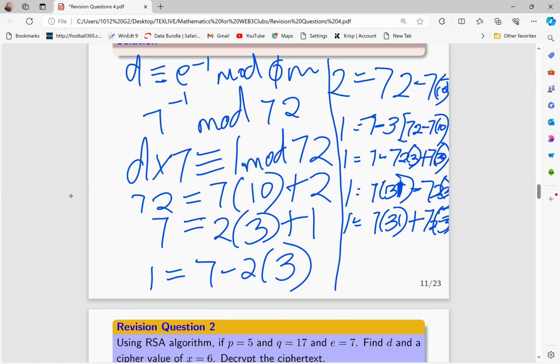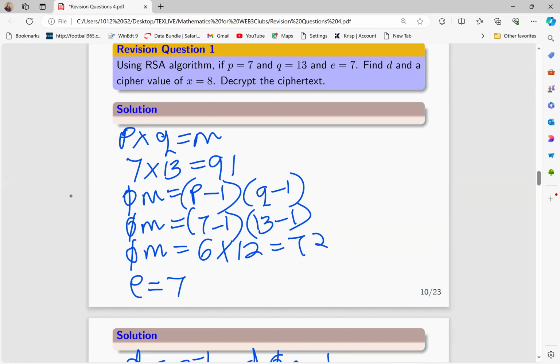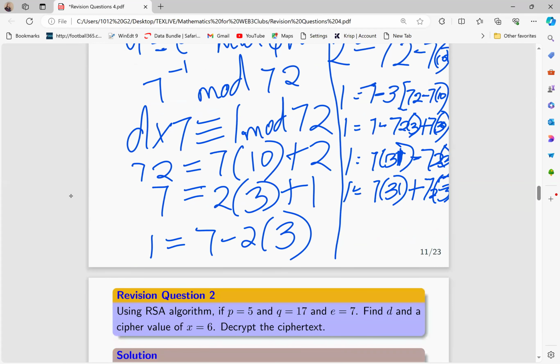So what we're looking for is the coefficient of the inverse of E. In this case, our E was 7, so the coefficient of 7 here is 31. So we found out our D is 31. After this, I encrypt the message. So we have this D number now. D is 31.